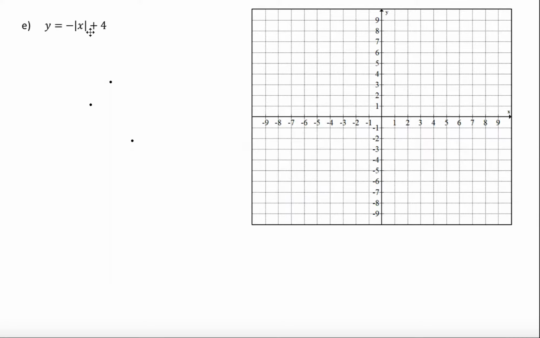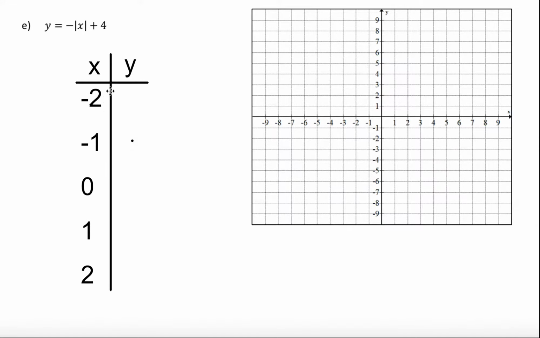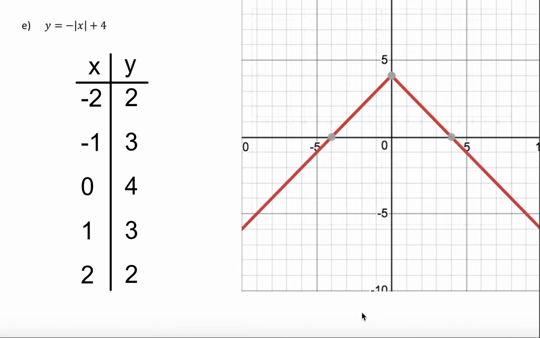Looking at this one, a little bit different, but it's going to be moved up 4. That negative is going to flip it down. So let's look at the table of values first. Again, negative 2 to 2. Negative 2 becomes 2. That negative is going to make it negative 2, plus 4 is going to be 2. And so on. If you go through all of these values, you would see this. And then there's my graph. It behaves exactly the same as a quadratic, just obviously different general shape.